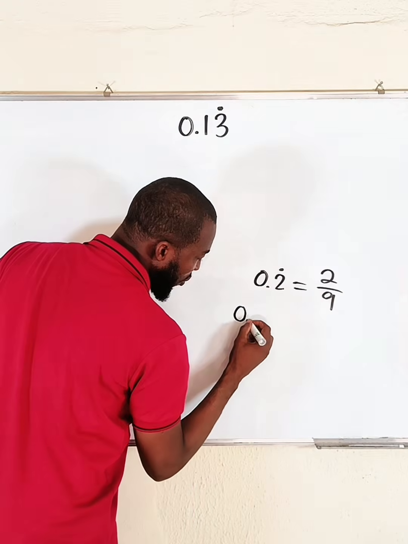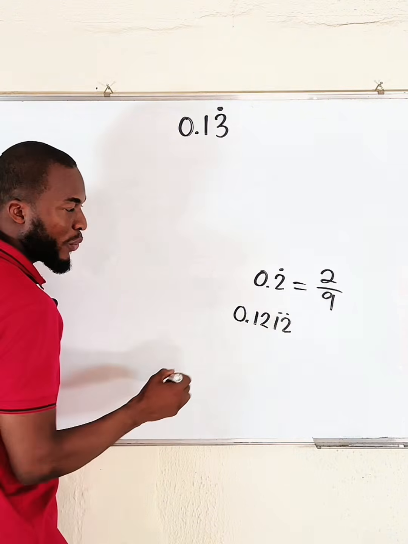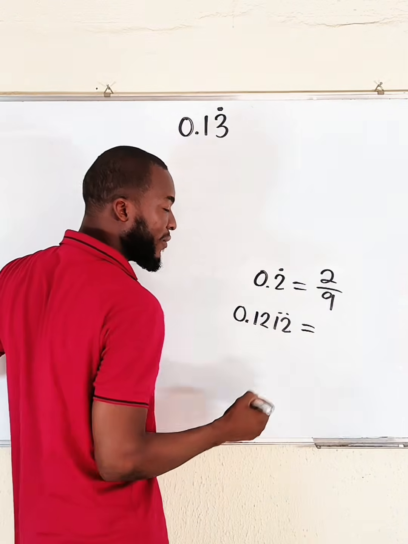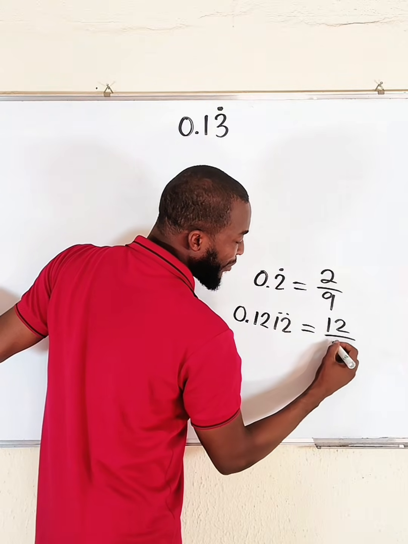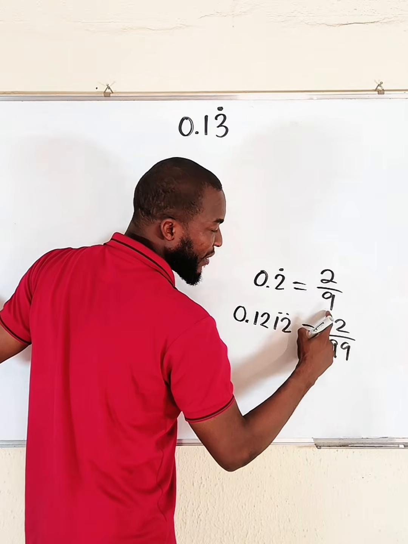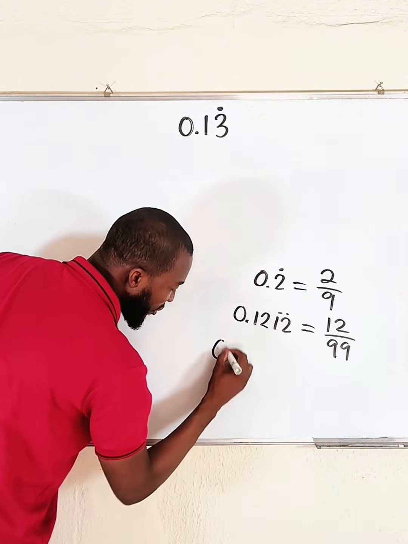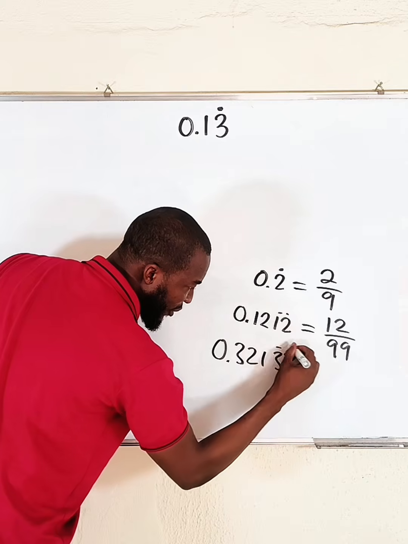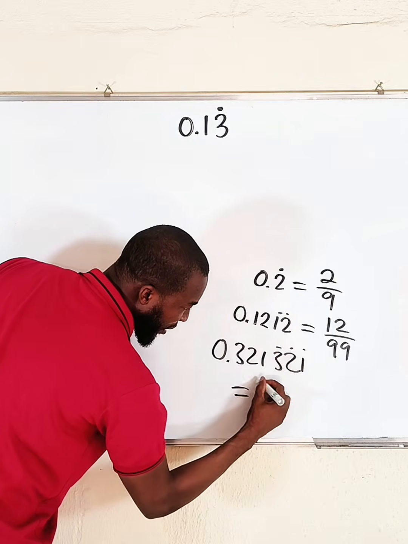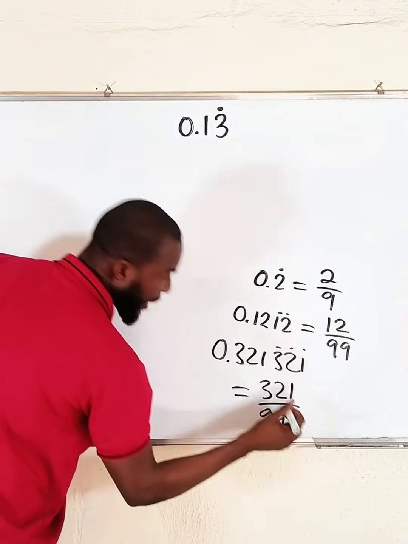And if you have 0. maybe 1, 2, 1, 2, 1, 2 keeps on recurring, you take the digits that keep on recurring. In this case, we have 2 of them, 1 and 2, right? Divide by 99. Because the digits are 2, you have to divide by two 9s. If you have 0.321, 321 that keeps on recurring, you take the number 321, you divide by 999.